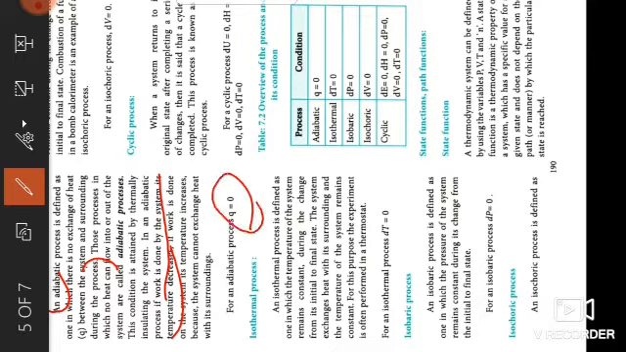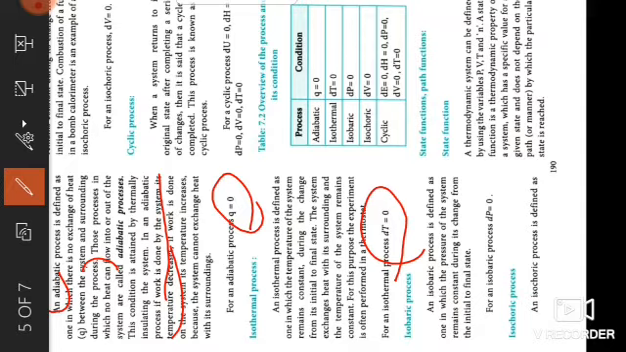And next one is, what is meant by isothermal process, in which the temperature of the system remains constant during the changes from the initial state. Thermal means temperature. The temperature remains constant during the change from the initial state to the final state. The system exchanges heat with its surroundings and the temperature of the system remains constant. So dT is equal to 0, because the temperature remains constant during the changes from initial state to final state.